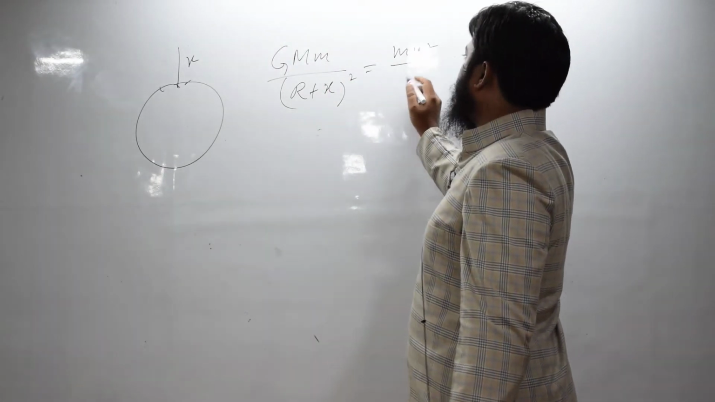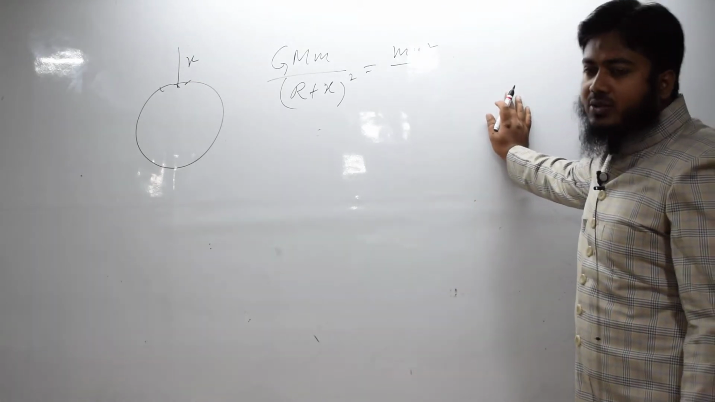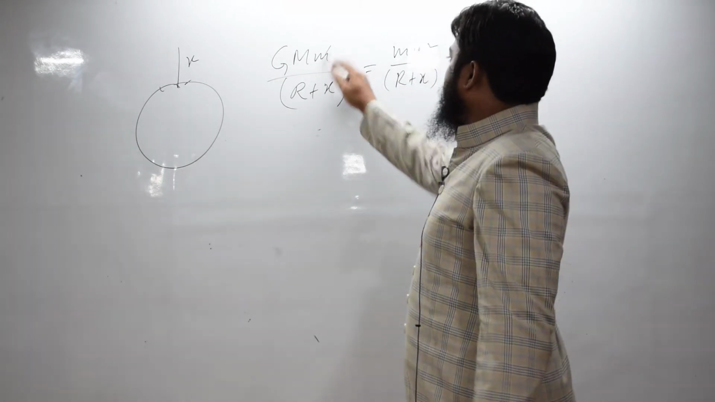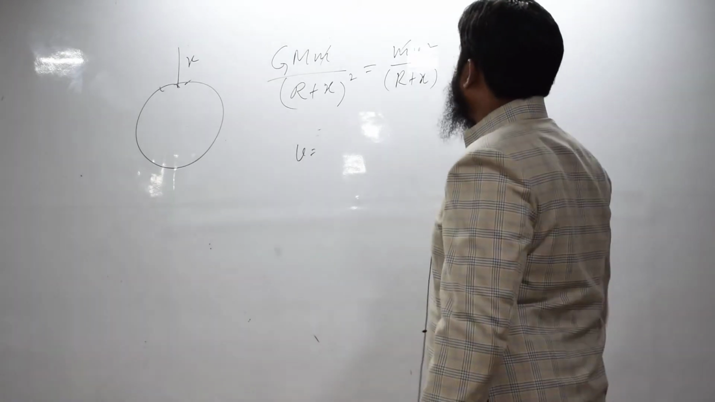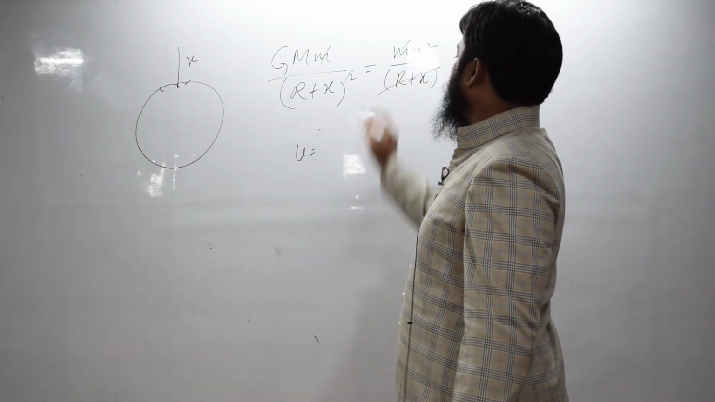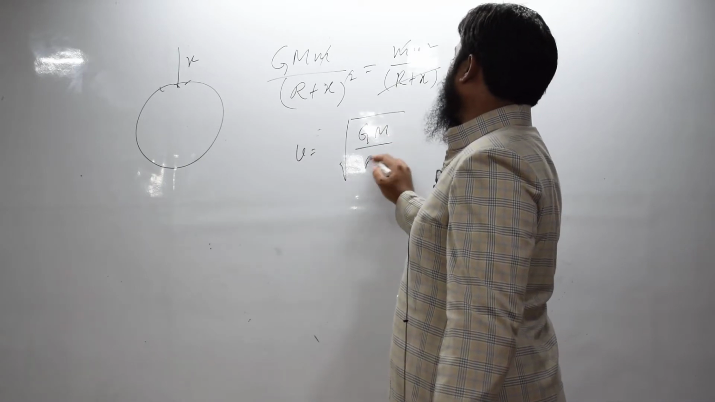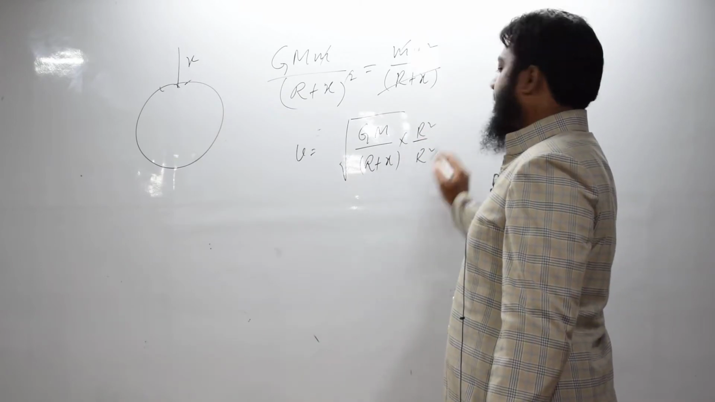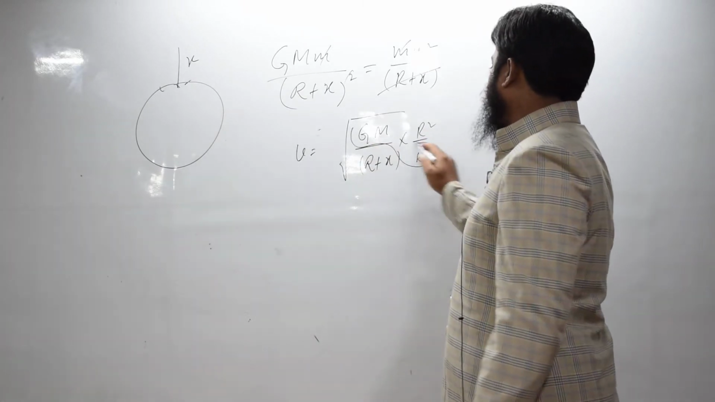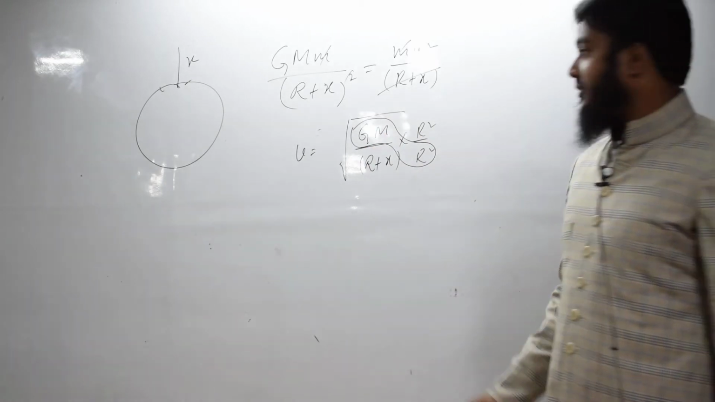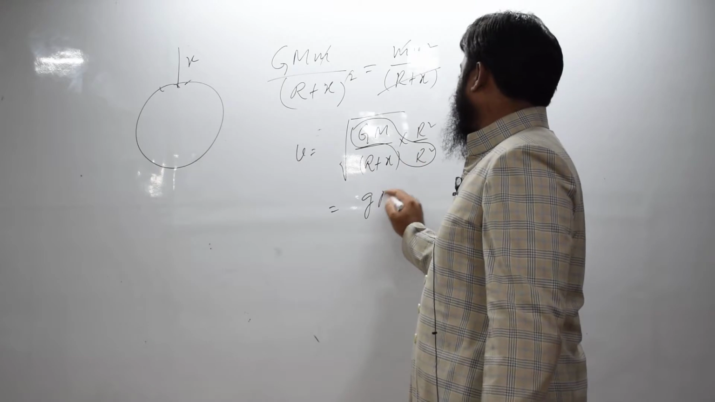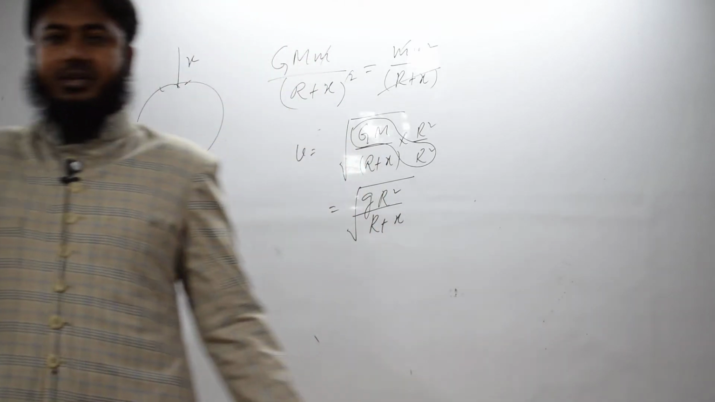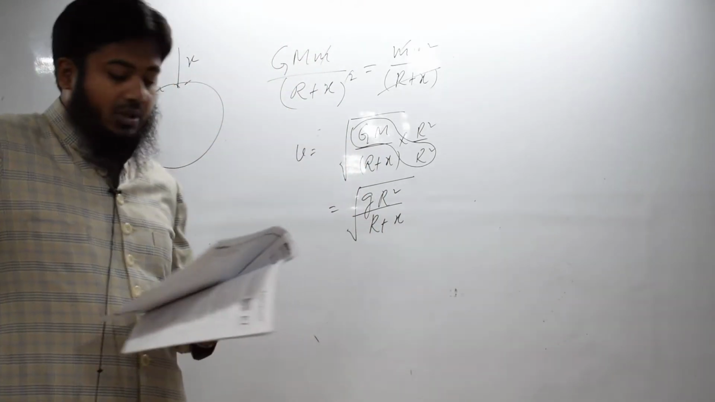Now, the centripetal force on the satellite will be mv square upon the radius of the orbit, which is now R plus x. So, v comes out to be GM upon R plus x. Now, multiply and divide the whole thing by R square. So, GM upon R square becomes gravitational acceleration at the surface of earth. So, it is g times R square upon R plus x, the whole thing to the power 1 by 2, under a square root. So, the answer is the fourth one.